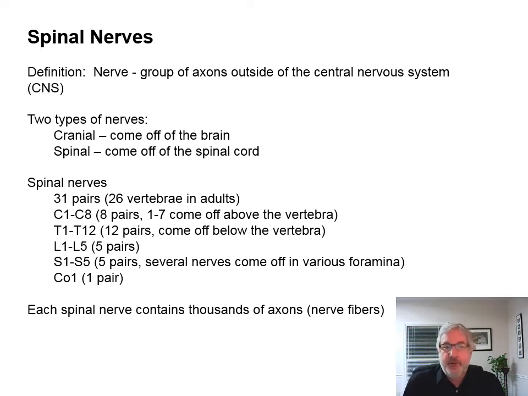The spinal nerves are numbered in the same way as the vertebrae. So you have C1 through C8, 8 pairs. Then T1 through T12, 12 pairs. Then L1 through L5, 5 pairs. Then S1 through S5, 5 pairs that come out of the sacral region, and 1 pair coming out of the coccygeal region. And each spinal nerve contains thousands of axons, nerve fibers. Next slide.